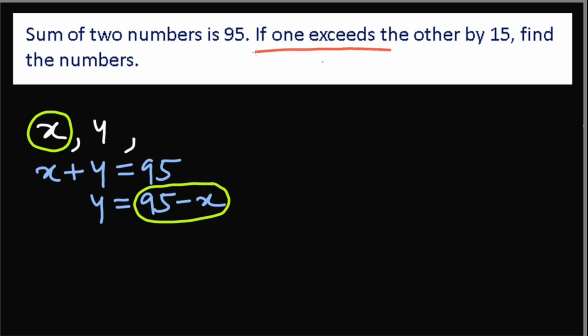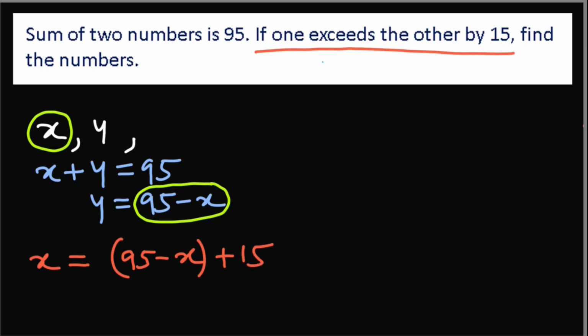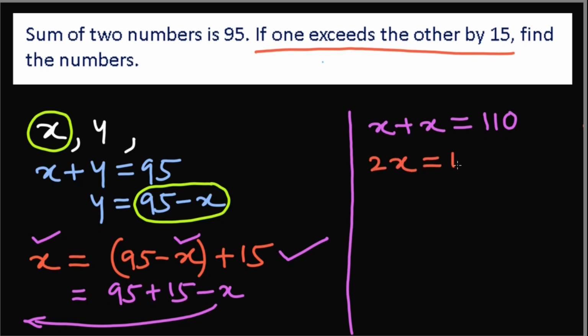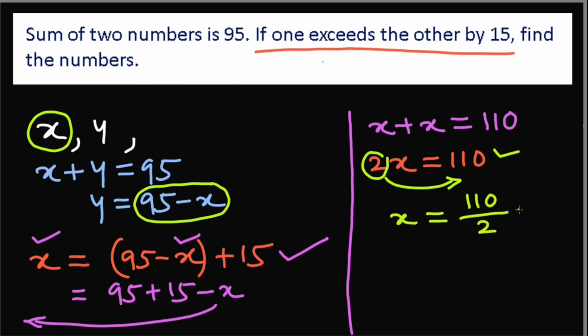According to the next condition, if one exceeds, that is, the number x exceeds the other number, which is 95 minus x, by 15. So this equation, which is a linear equation in x, we have to solve in order to find the value of x. So we write x equals 95 plus 15 minus x. When this x goes to the left side, it will become plus. So x plus x will be 95 plus 15, which is 110. That will be 2x equals 110. This 2, when it goes to the right hand side, will divide this 110. So we write x equals 110 by 2, that gives us 55.